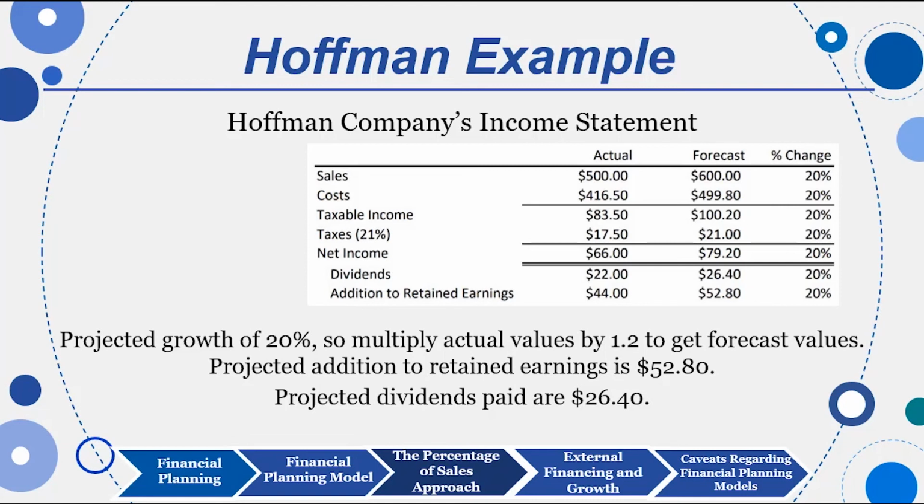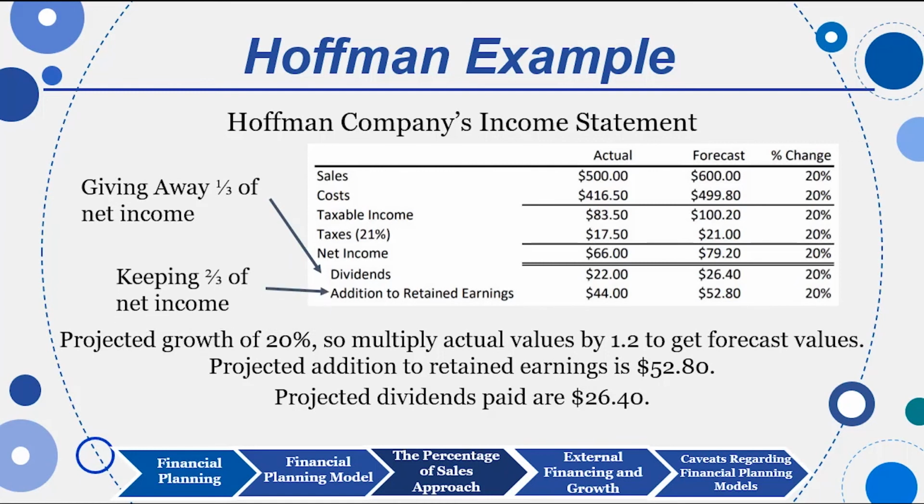You can see that Hoffman did pay dividends. They paid out 1/3 and kept 2/3. So of their $66 million, they paid 22 out. We did that last year, so we can do it again next year. Of our $79.20 in net income, we will pay out 1/3 and keep 2/3, just like we did last year. We feel very confident doing that. Why? Because we did it last year, and we can do all those ratios again that we covered in session 3 on this income statement and on the Hoffman balance sheet. So I gave away 1/3 of my net income and kept 2/3, and we'll forecast that same ratio going forward.